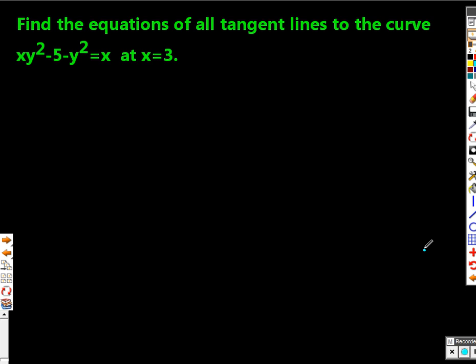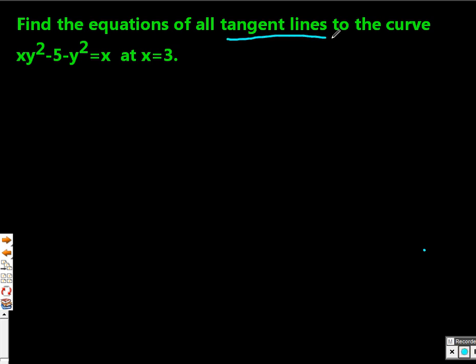Here's an example of a problem you can do with finding the equations of tangent lines. We're using implicit differentiation. Because they want equations of tangent lines, you're definitely going to need to take a derivative. So this is good too. We can look again at a product rule.